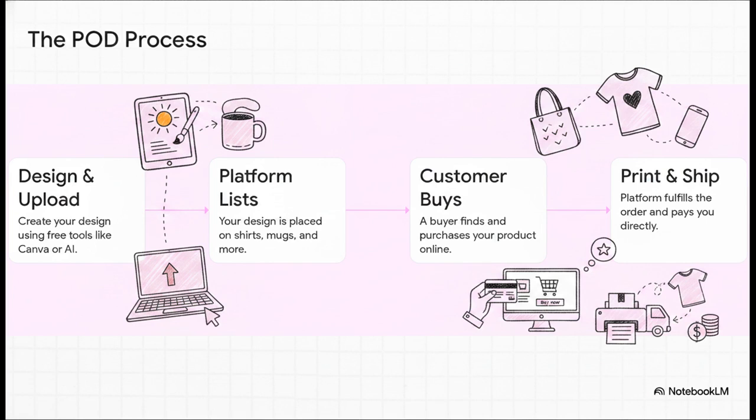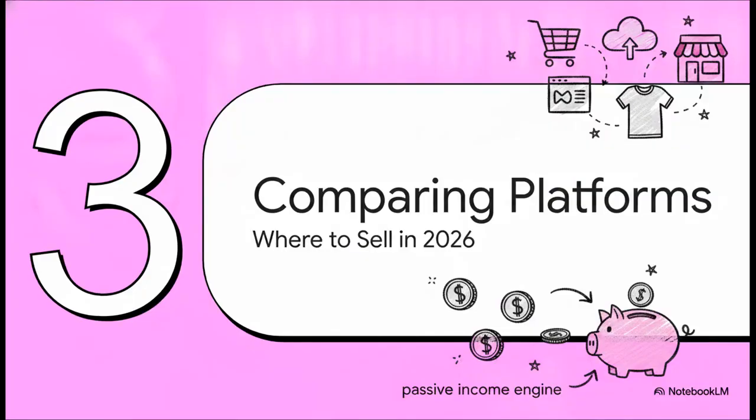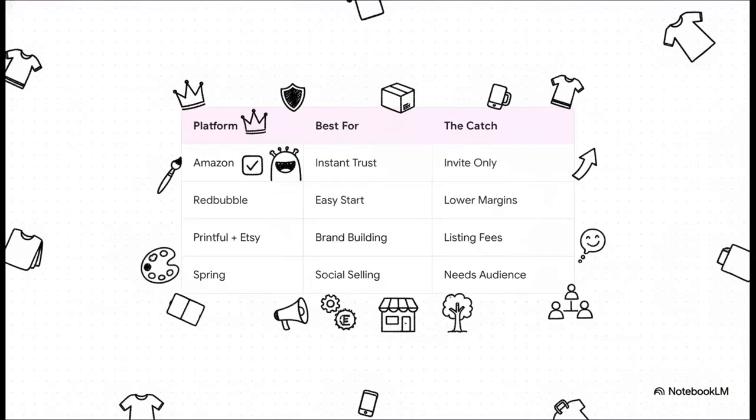It is so streamlined. All right, part 3, comparing the top 4 platforms, and specifically where you should be selling in 2026. Consider this your high-end masterclass playbook. We're looking at 4 main contenders today: Merch by Amazon, Redbubble, Printful combined with Etsy, and Spring. Now, each of these platforms has a unique superpower, a specific thing they're best for, but they also each come with a catch that you absolutely need to know about, so let's break them down.